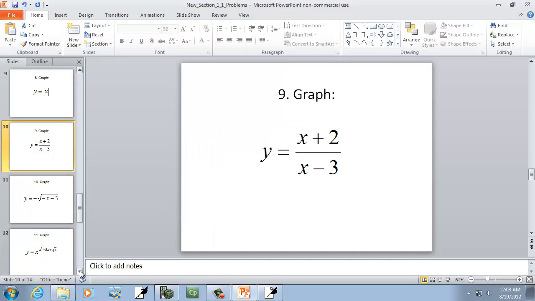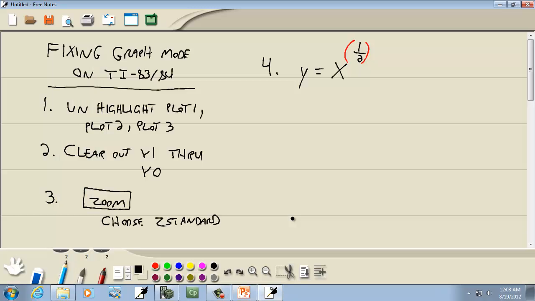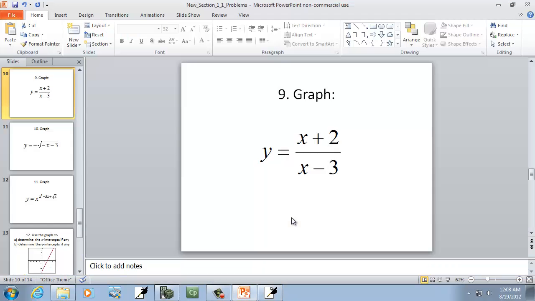Now this next one, we're not showing how to. I could care less what this graph looks like. Y is equal to x plus 2. Let me actually sketch it over here. What is this? 9.